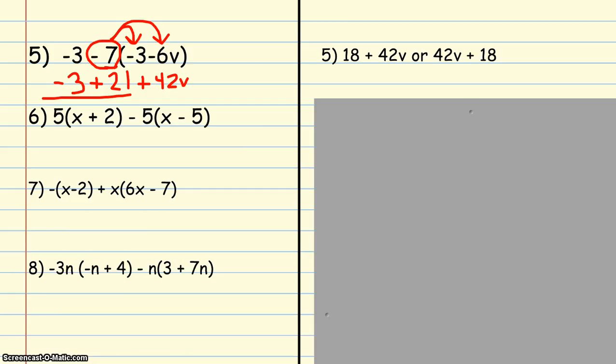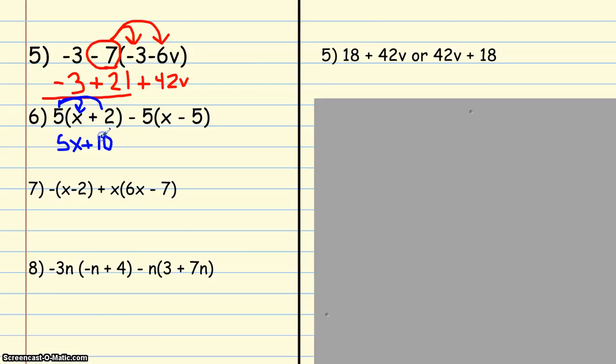Let's look at problem number 6. This one, we have 2 sets of parentheses. What we're going to do is we're just going to look at this first part, and then we're going to deal with the second part. So we have 5 times the quantity of x plus 2. We're going to distribute this 5 to each part in the first set of parentheses. So 5 times x is 5x. 5 times 2 is plus 10.